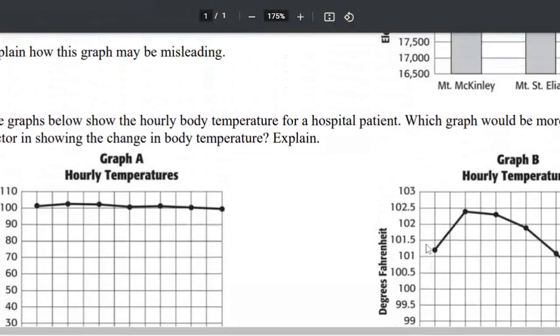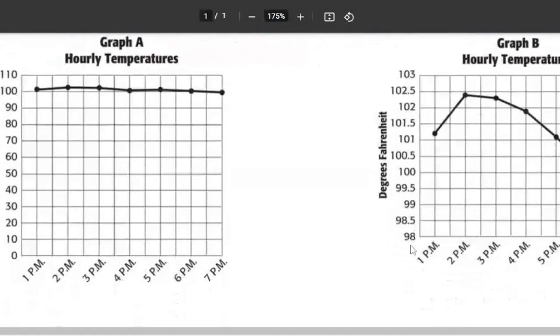Number 6. Okay, the graphs below show the hourly body temperature for a hospital patient. Which graph would be more helpful to the doctor in showing the change of body temperature? Explain. Okay, so we have graph A and graph B, hourly temperature. So let's look at that graph real quick. Look at it, study it, look at both of them and see what you think. Like, pay attention to where the time is and how it starts, okay?